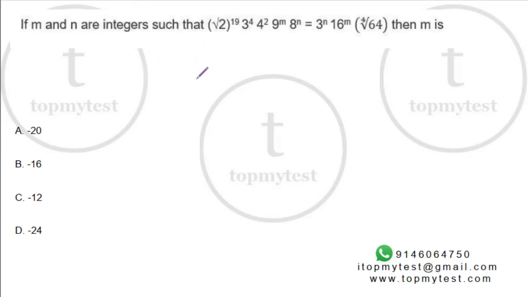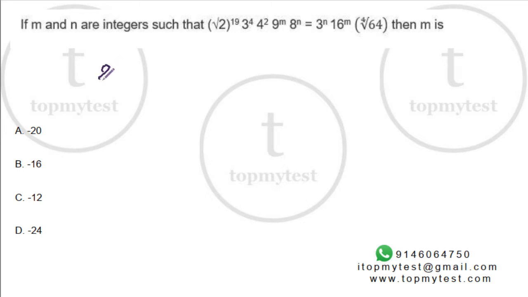This is a pretty straightforward question on indices. Let's see what this says. If m, n, r are integers, square root of 2 to the power 19 into 3 to the power 4 into 4 square into 9 to the power m into 8 to the power n equals 3 to the power n 16 to the power m to the power 4th root of 64, then what is the value of m? Okay, so all we need to do is equate the indices of 2 as well as 3 and see what we can do.